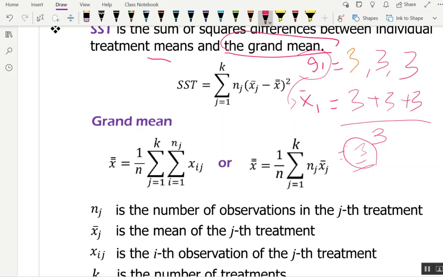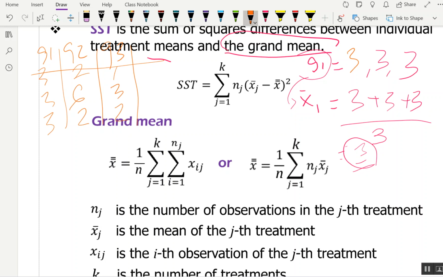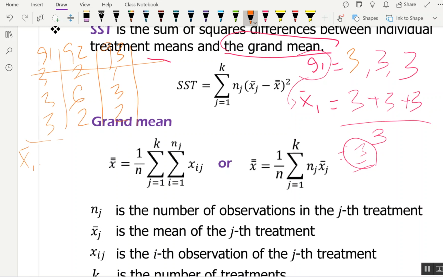So this mean is individual for each of these groups. But what is this grand mean? Grand mean means that you have, let's say, 3 groups: group 1, group 2, group 3 that you are looking at, and you have a few samples here. Like I said, here is 3, 3, 3, maybe here it can be 2, 6, 2, and 1, 3, 2. So each has its own mean: the mean for group 1, the mean for group 2, and the mean for group 3. So these are individual means.